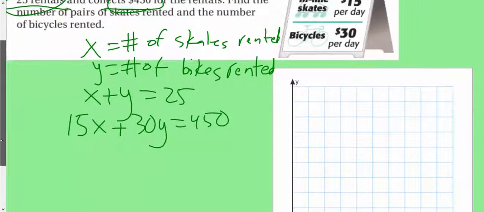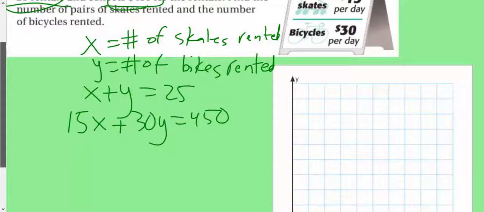Now, for this one, you'd solve them for y and then graph them. I'm not actually going to solve this because the numbers are terrible. In 7.4, we will learn an easy way to solve this.